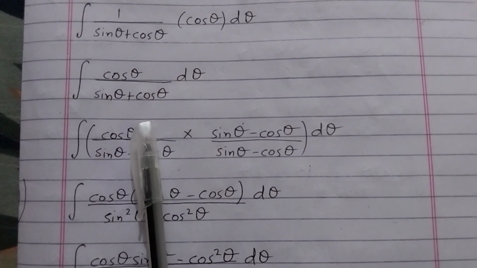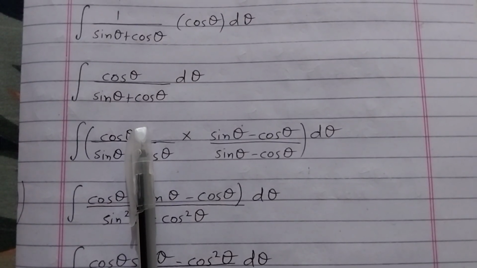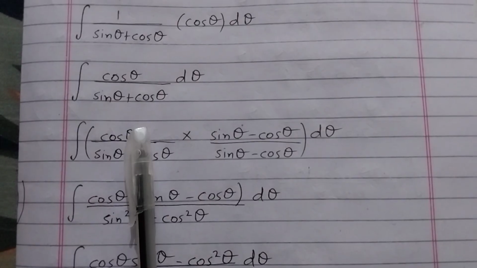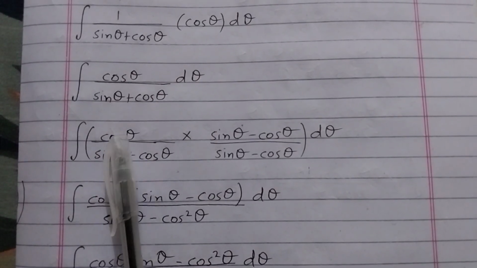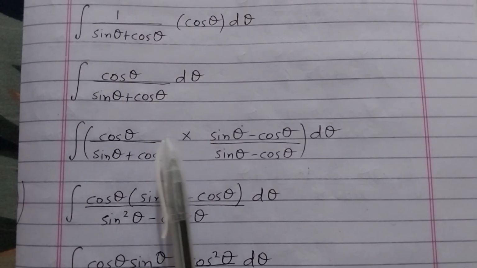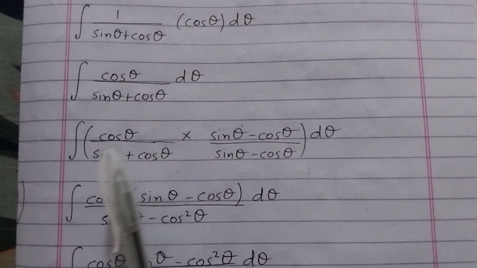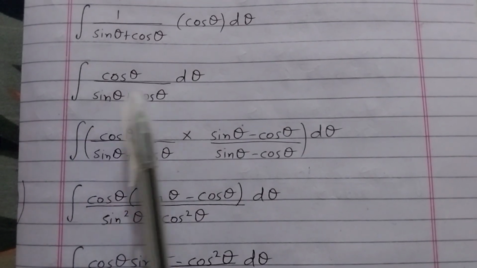As I told you earlier, my instinct whenever I encounter a fraction that I am integrating, and it has two terms in the denominator, is to just rationalize it: multiply and divide it with the somewhat conjugate of the denominator. So sine theta plus cos theta.